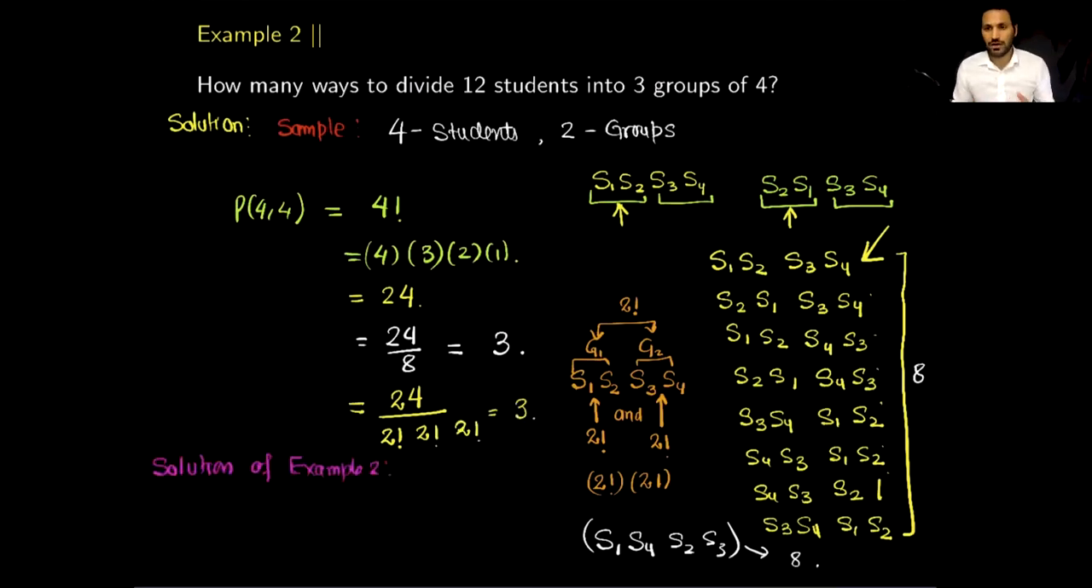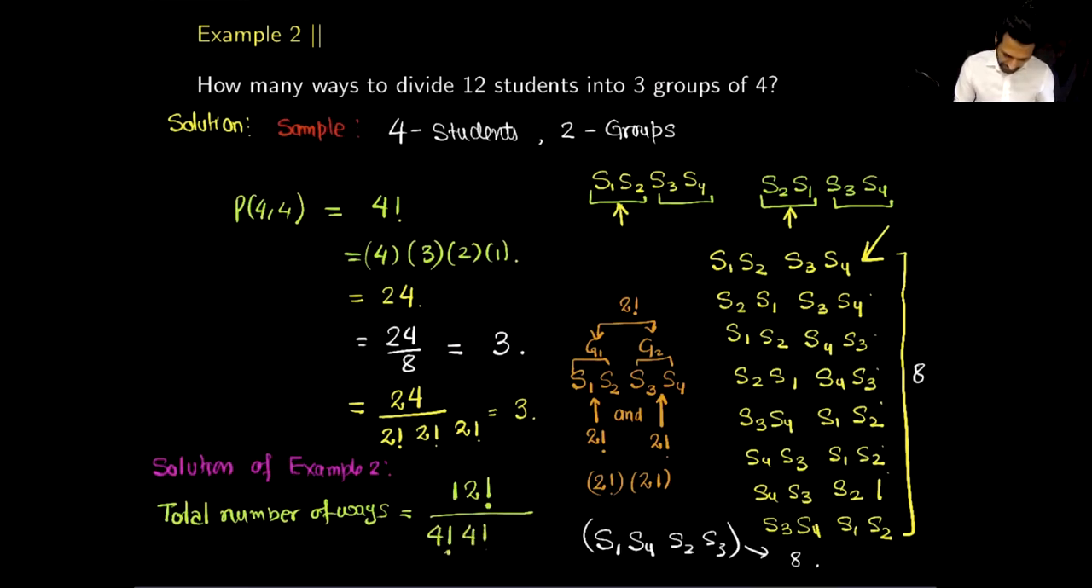So now we can solve our actual example, the solution of example number 2. So what will be the solution? As you can see, there are total 12 students. So there are 12 factorial ways to permute them or arrange them into 12 positions. And we have 3 groups, each group has 4 students. In the first group we have 4 students, which can be permuted in 4 factorial ways. In the second group, we have another 4 students, which can be permuted in 4 factorial ways, and the third group also has 4 students, which has 4 factorial permutations.